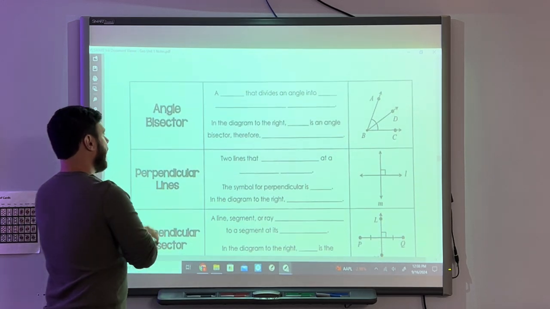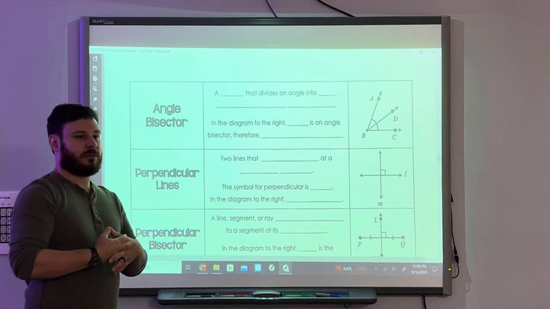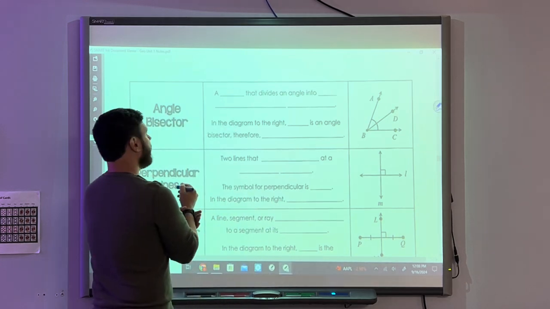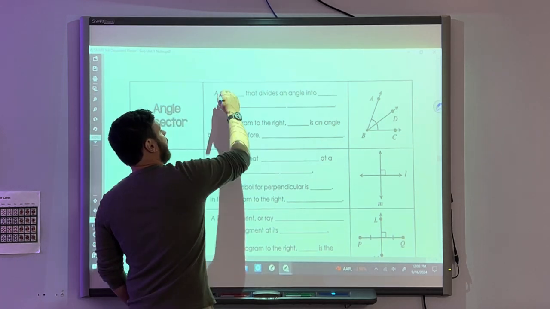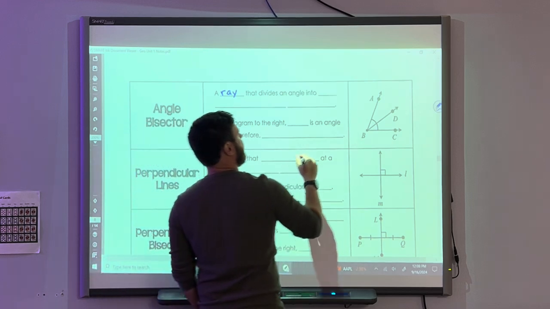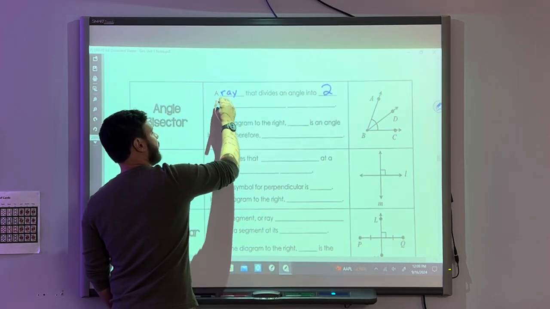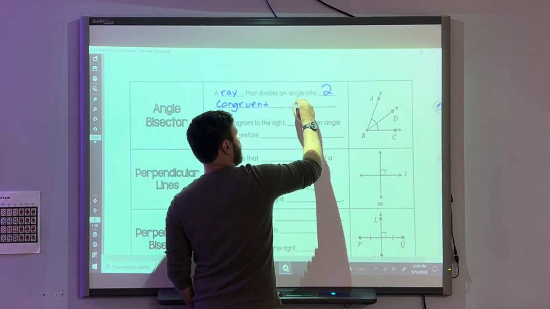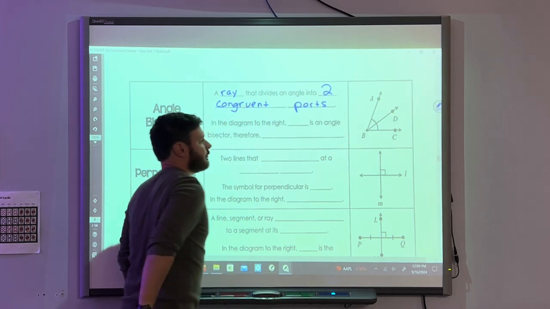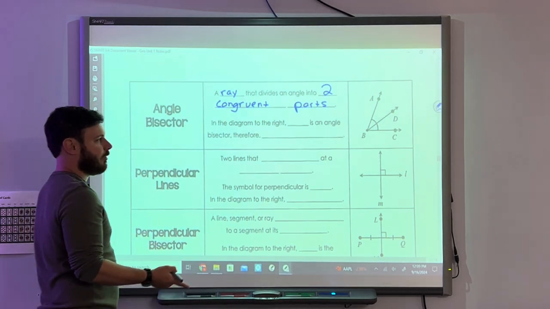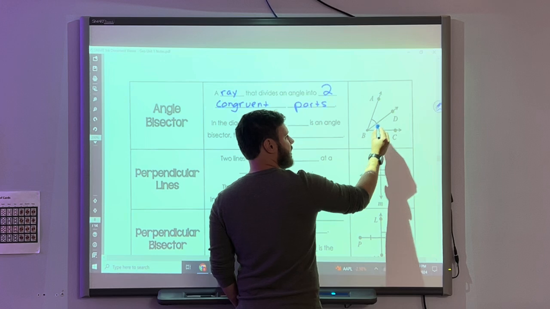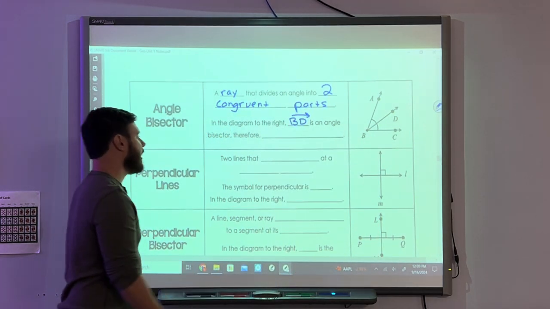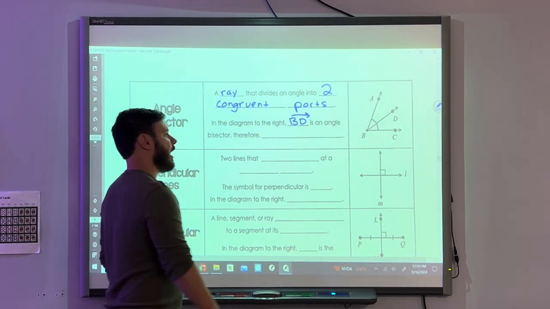So now more vocabulary. An angle bisector is the same as a segment bisector. To bisect is to cut in half. So an angle bisector just cuts an angle in half. A ray that divides an angle into 2 congruent halves or parts. And in the picture to the right, ray BD is the angle bisector.